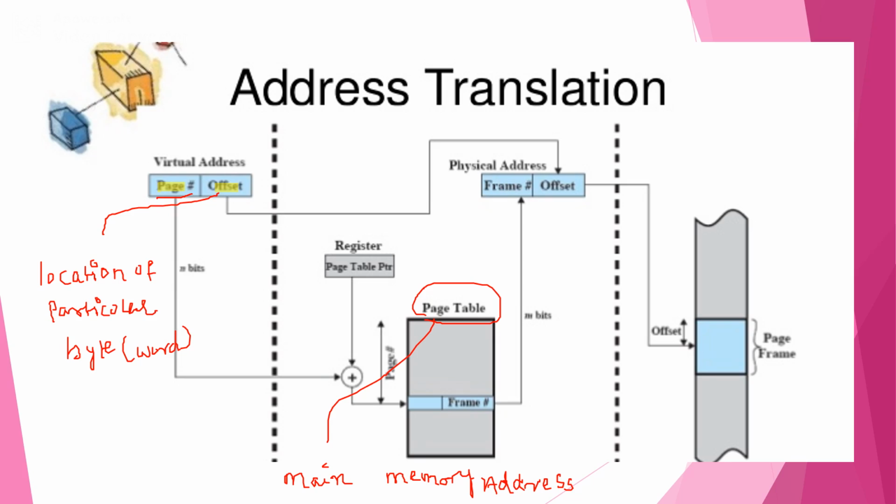An area in the main memory that can hold one page is called a page frame. So a page frame is nothing but an area in the main memory where we can store one page.